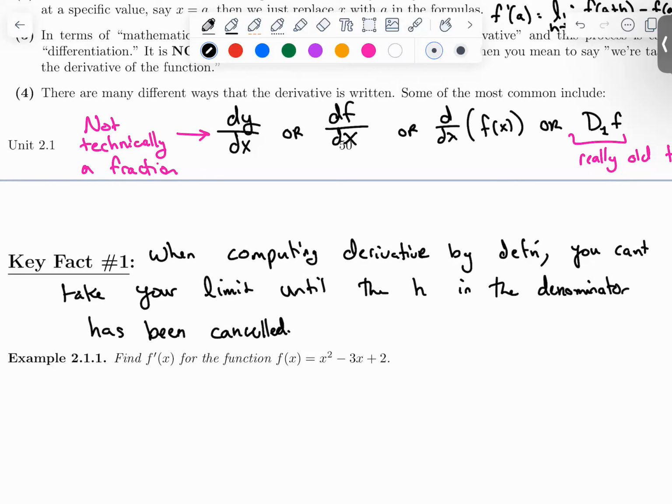Cancel culture. That's not a good joke. That's a terrible joke. That's low hanging fruit.